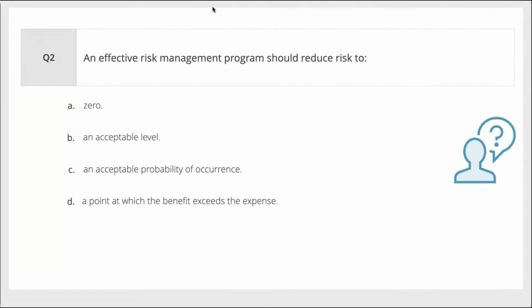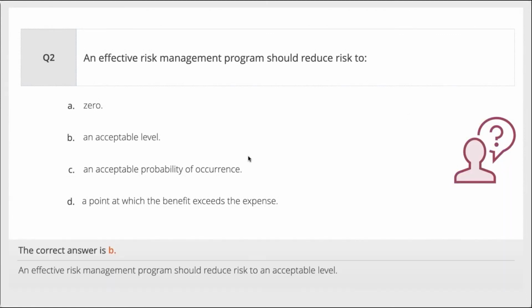Yeah, this one should be an easy one. I see almost everybody getting it right. So risk management is all about making sure the risks are within the acceptable level. That's it.